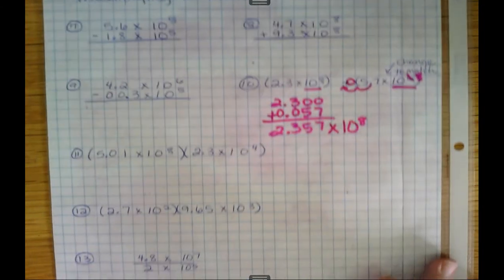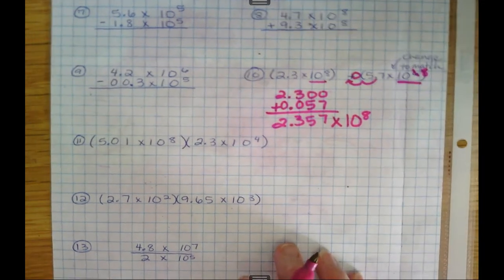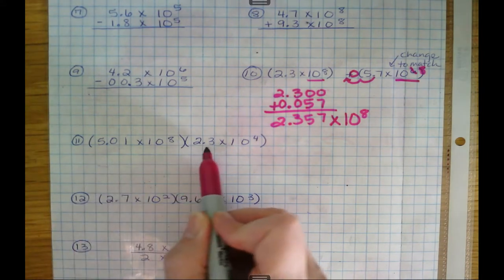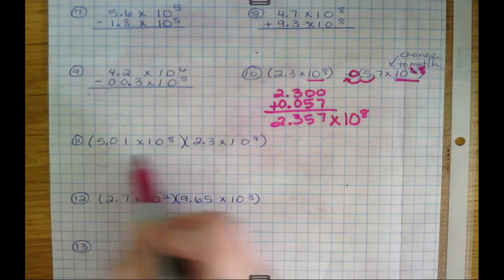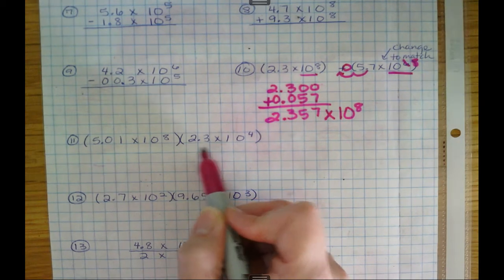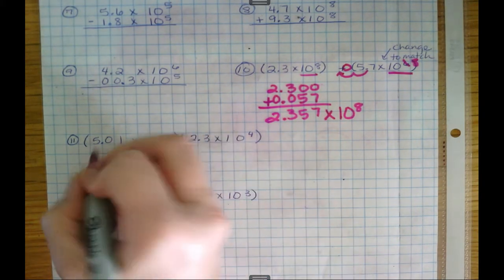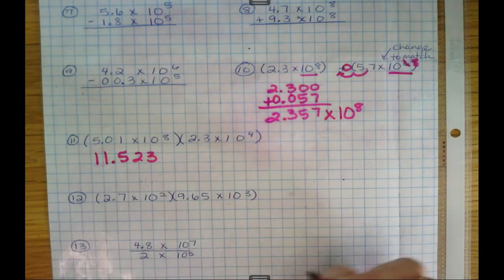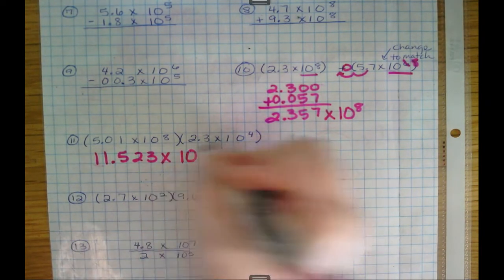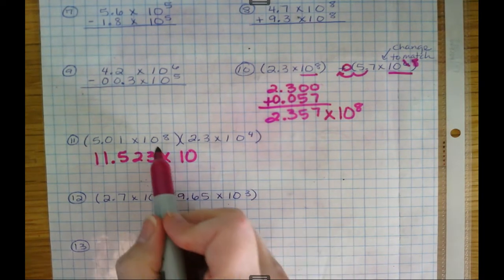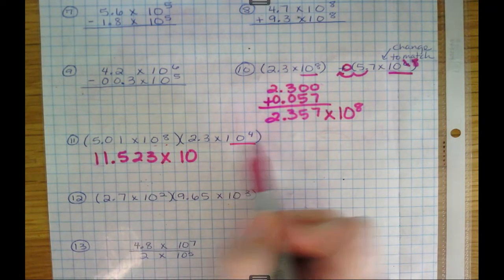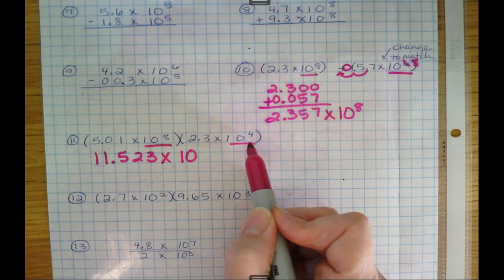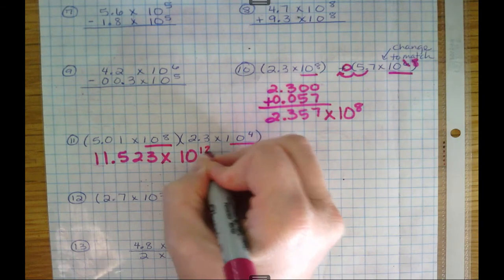Okay, we're going to look at number 11. On multiplication and division, I multiply or divide the decimal number. So 5.01 times 2.3, I just plugged that into my calculator, and I get 11.523 times 10. Now I use exponent rules. When I am multiplying numbers with exponents, these power of 10s, I add the exponents. So 8 plus 4 makes this 10 to the 12th.